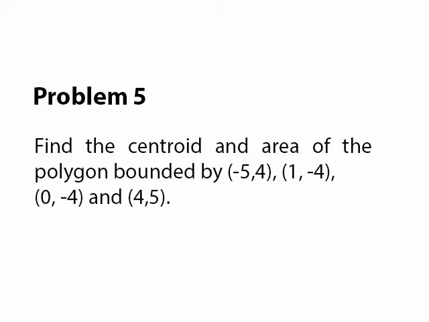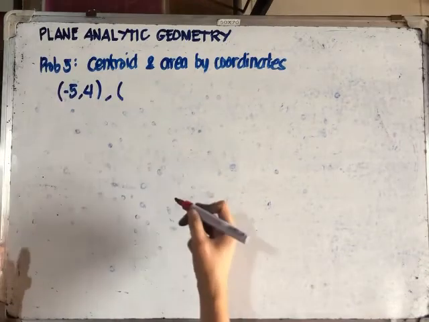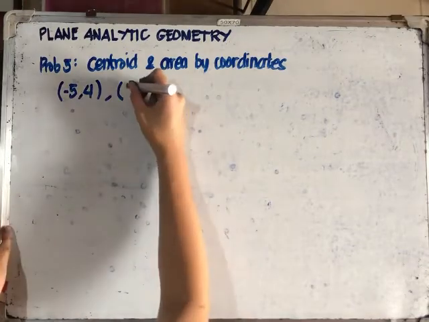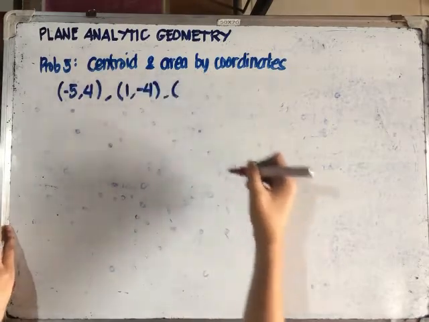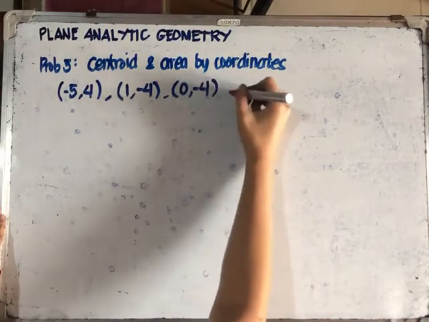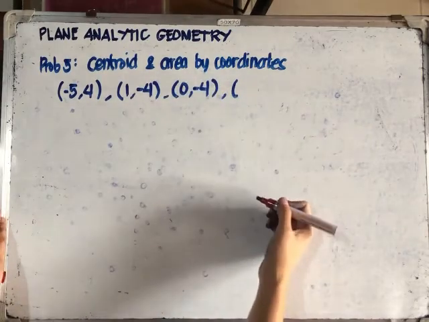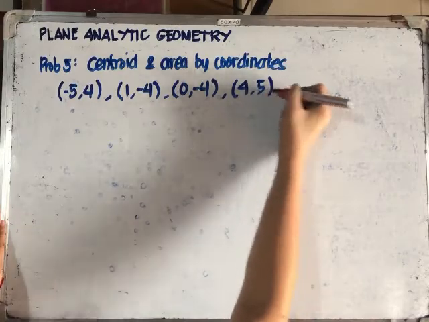Negative 5, 4. We have 1, negative 4, 0, negative 4, and lastly we have 4, 5.